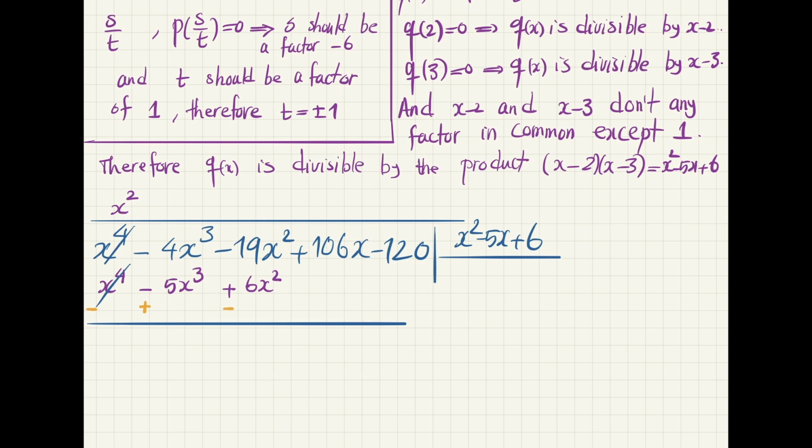This one and this one are cancelled. Positive 5x to the power of 3 minus 4x to the 3 becomes positive x to the 3. Negative 6x squared minus 19x squared is minus 25x squared. And then I have to bring down the rest, 106x and minus 120. And I repeat my process.